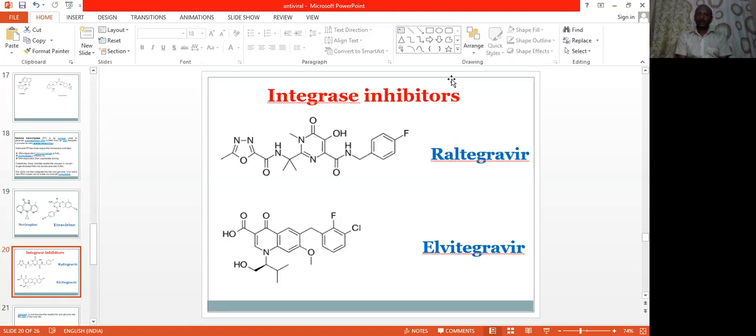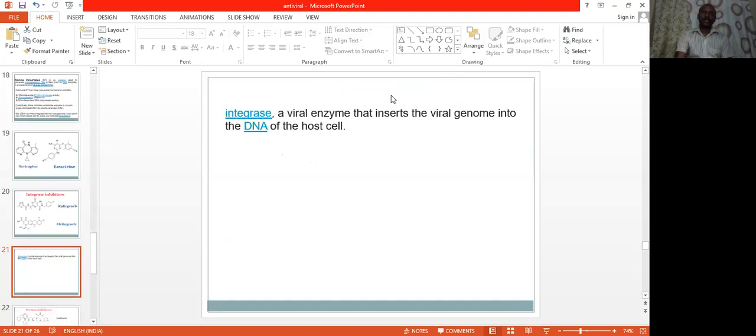The integrase function is to insert the viral DNA into the host DNA. So you can prevent this step by giving integrase inhibitors, that is raltegravir and elvitegravir. You can give these two drugs so that the viral DNA will not be incorporated into the host DNA, and thereby you can stop the replication of the virus. So I'll go to the next slide. Integrase is a viral enzyme which inserts the viral genome into the DNA of the host cell. That is just the function of viral integrase.